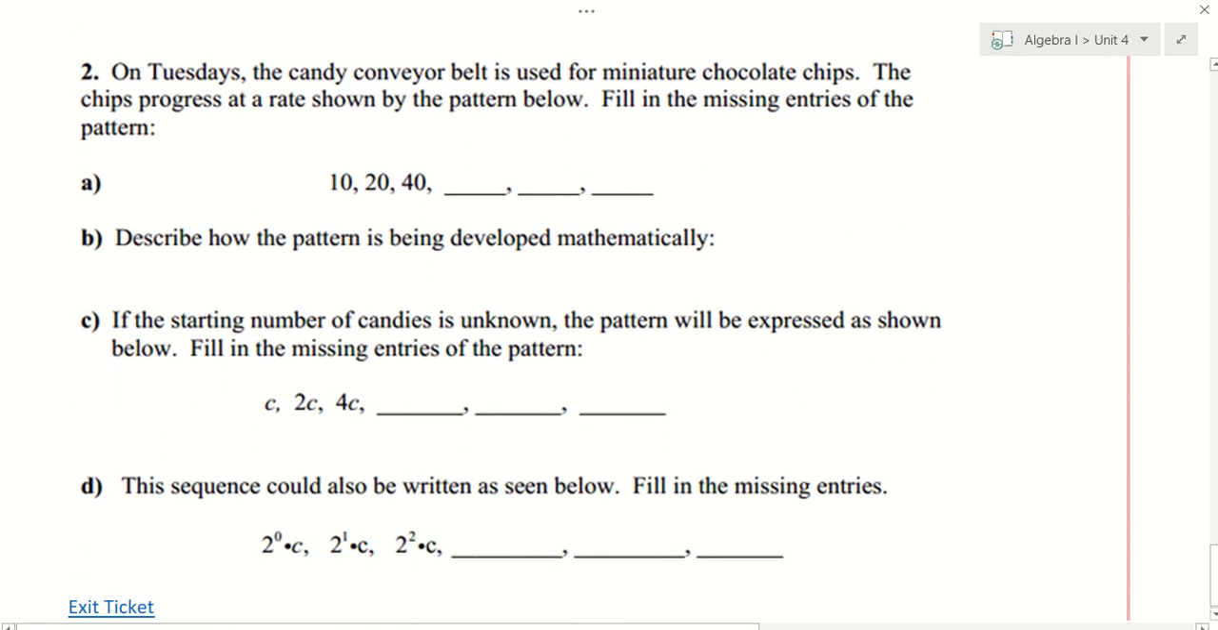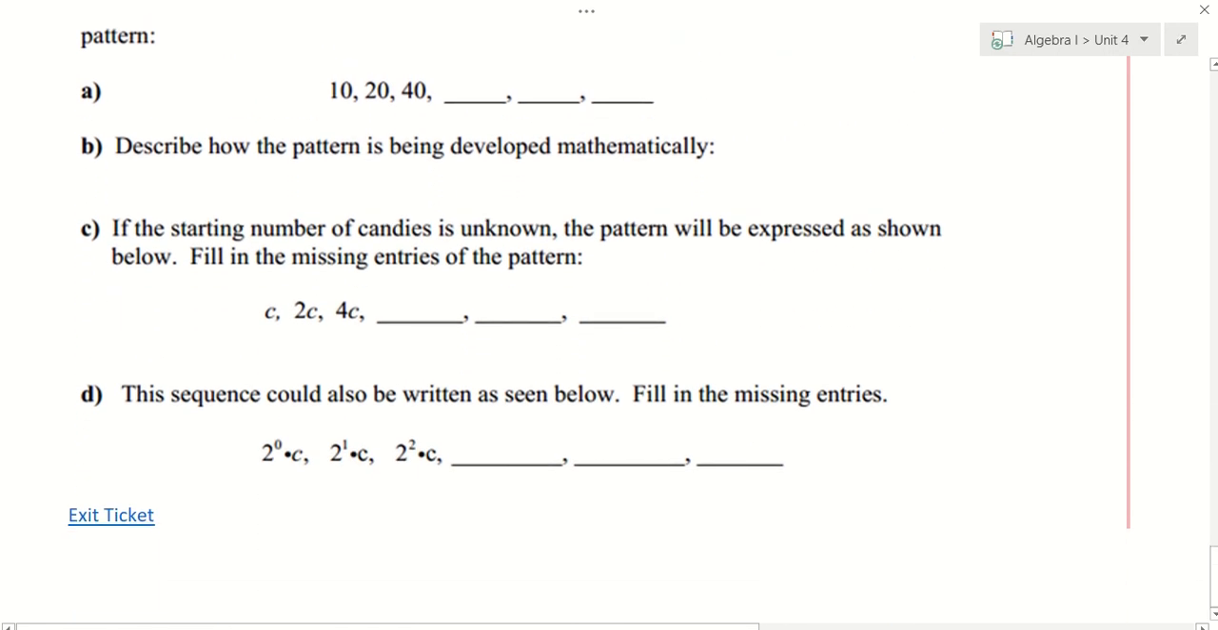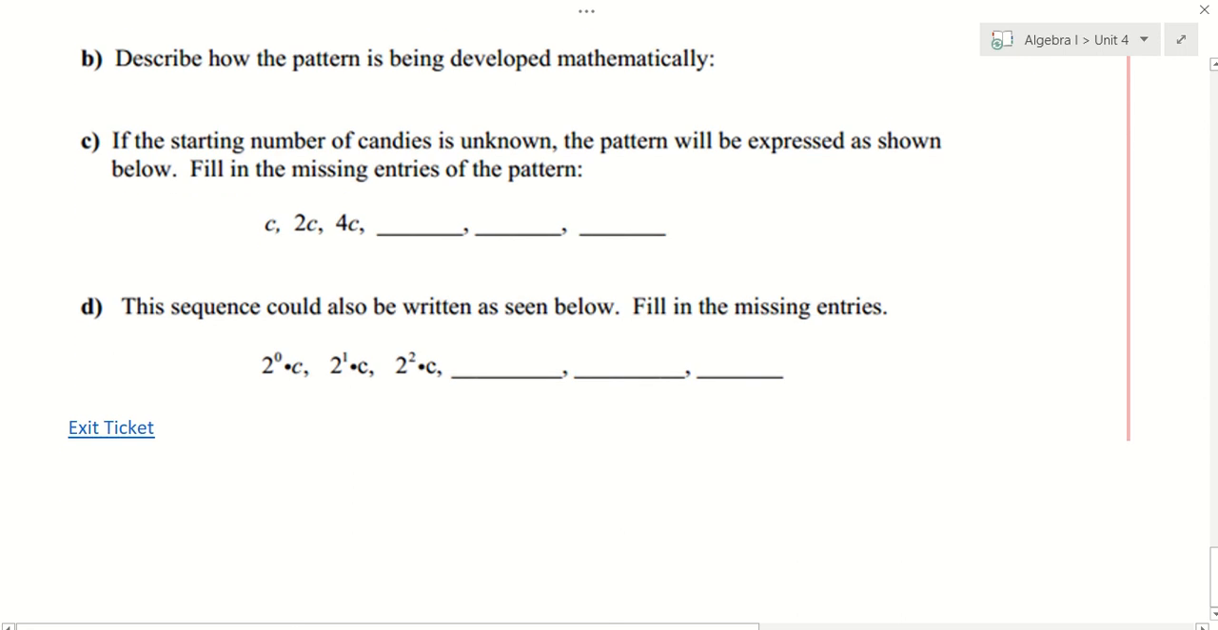Okay, so I have some stop and check here. You guys have time to work on this. When you are done working on the stop and check, you can go ahead and fill out the exit ticket. And if you have time after the exit ticket, you're more than welcome to work on your 413 assignment.